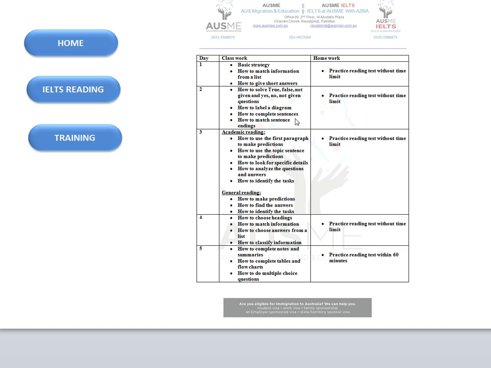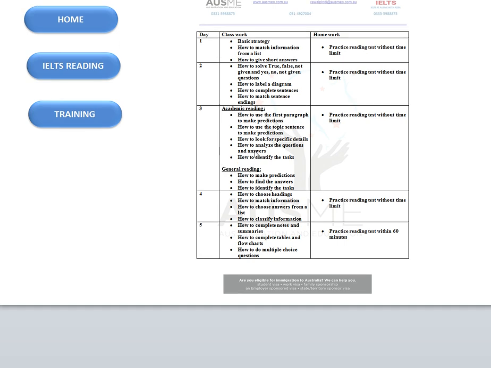So basically that could be fill in the blanks as well. And then for that specific day, we have another practice test homework that you'll be given, and that again, no time bound. Cool? So in the day 3, we have specifically moved that to academic and general.